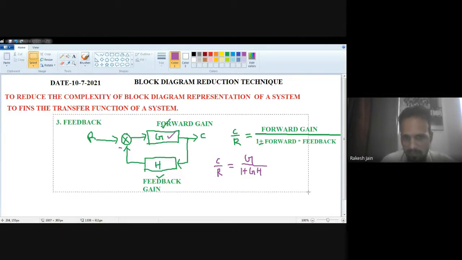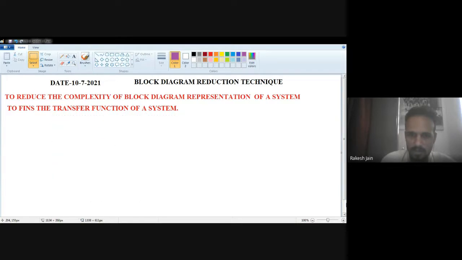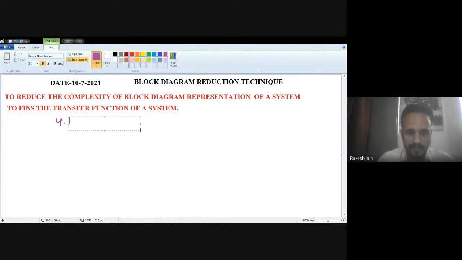So to understand the fourth rule, I just remove this third rule. Now see very carefully, the fourth rule. The fourth rule is related with moving a pick-off point. Movement of a pick-off point after the block or before the block. So moving a pick-off point back. The name of the rule is moving a pick-off point back.